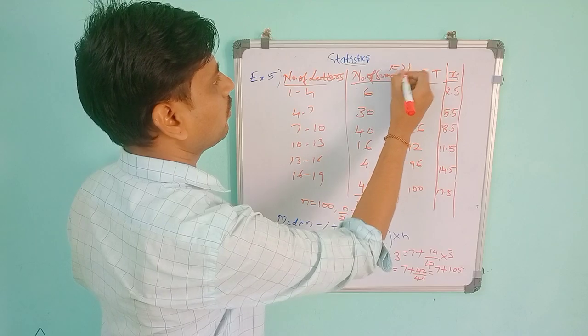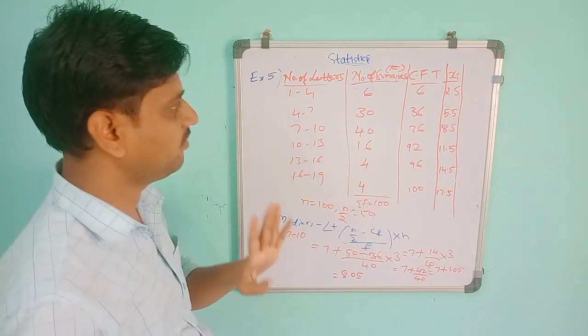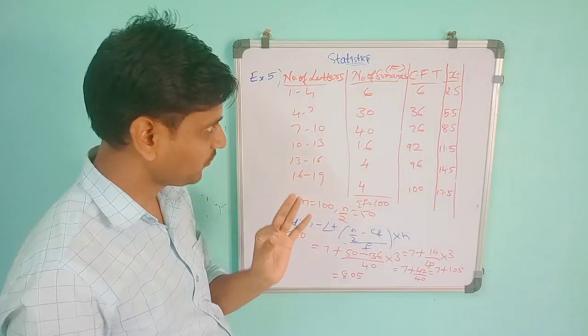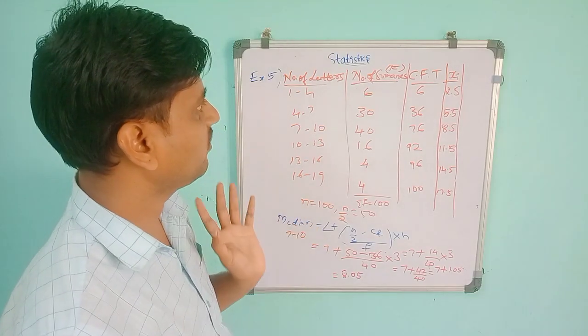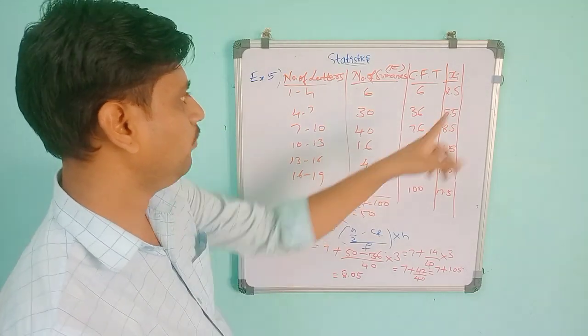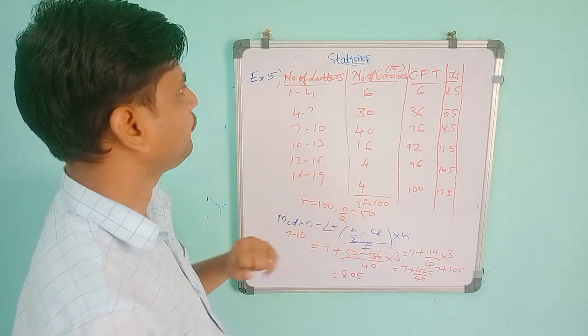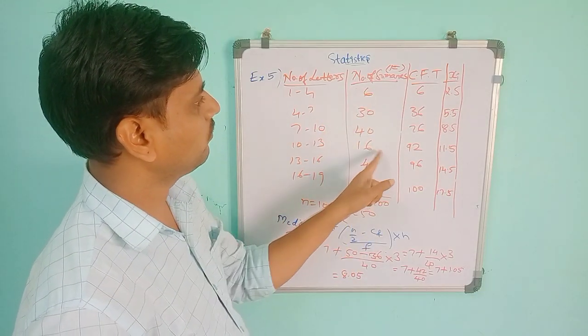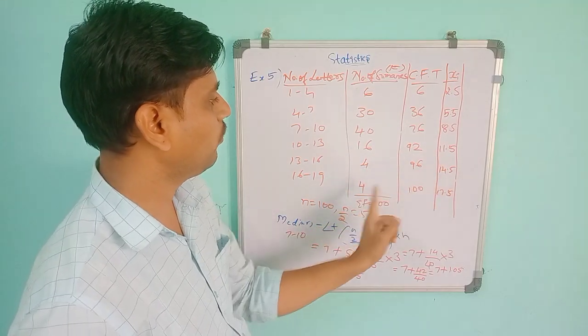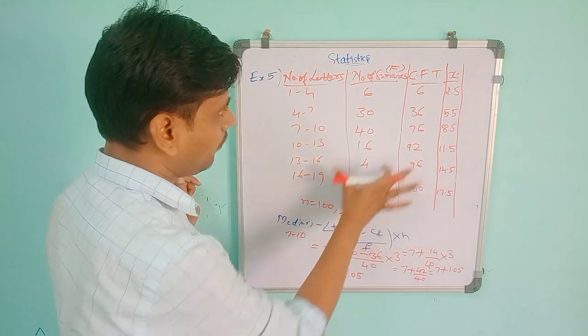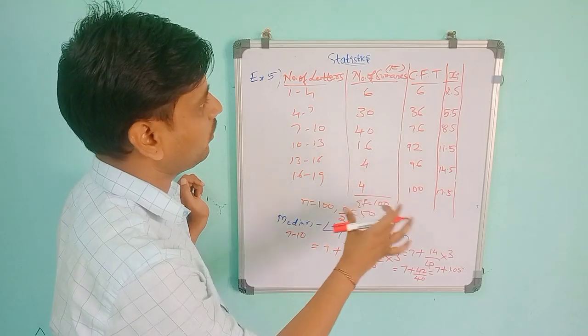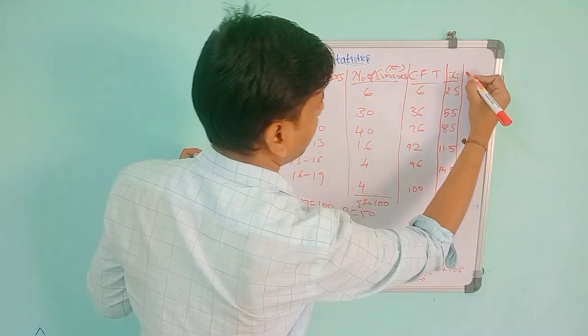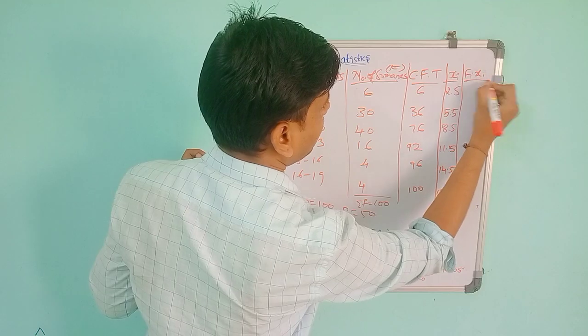For the mean there are 3 methods: the direct method, the assumed mean method, and the step deviation method. These values are the midpoints, and the number of surnames is 6, 30, 40, 16, 4, 4. Since multiplying these numbers does not give terms ending in 0, we will directly do the fi xi, that is the direct method.